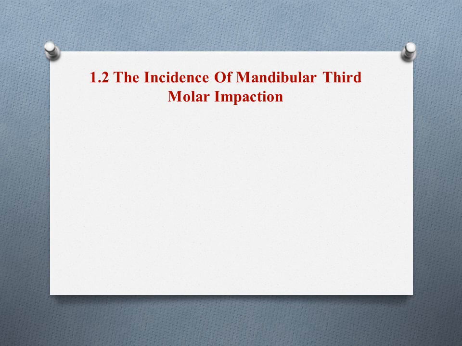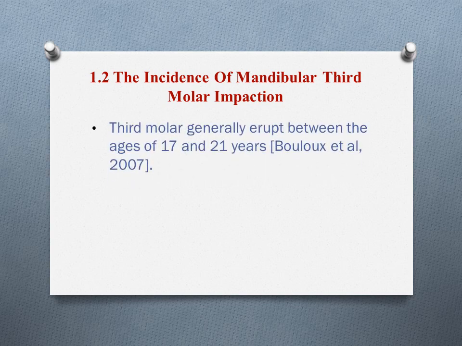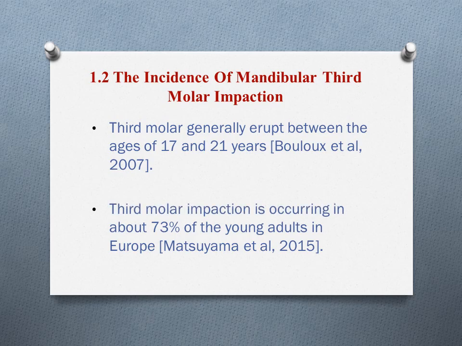The incidence of mandibular third molar impaction. Third molar generally erupt between the age of 17 to 21 years. Third molar impaction is occurring in about 73% of young adults in Europe. It has also been reported that third molar eruption varies with races, such as in Nigeria, mandibular third molar may be erupted as early as 14 years, and in Europe it may be erupted up to the age of 26 years.